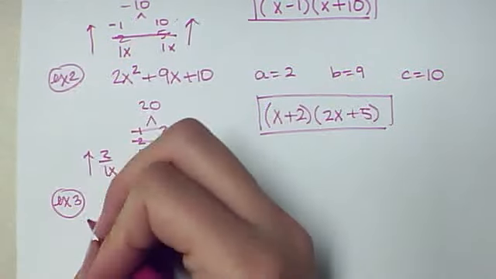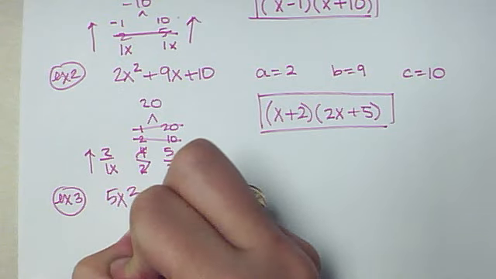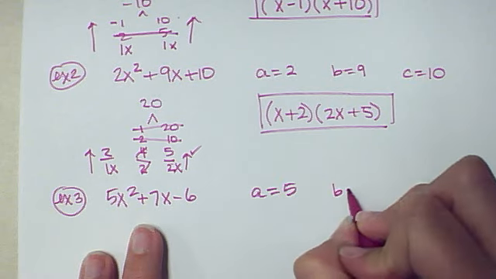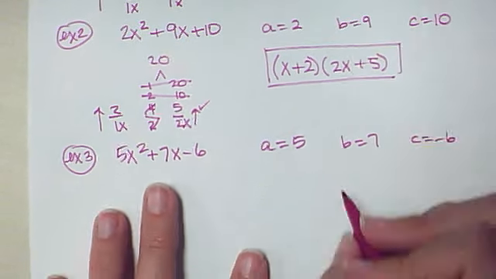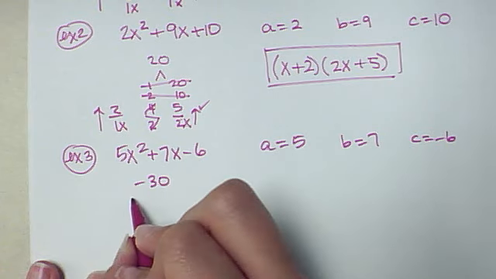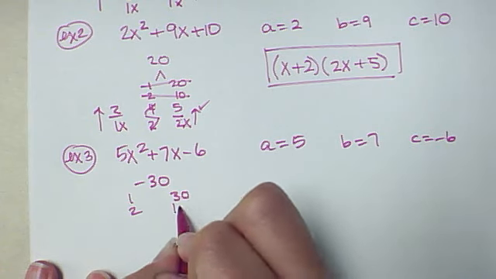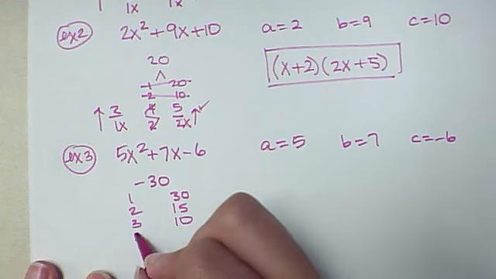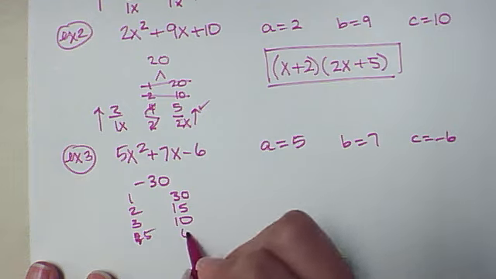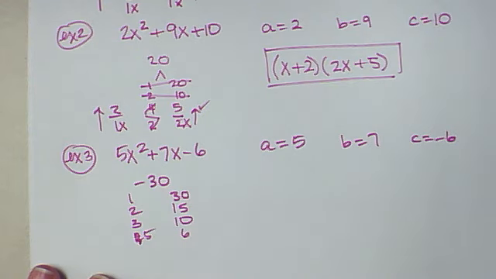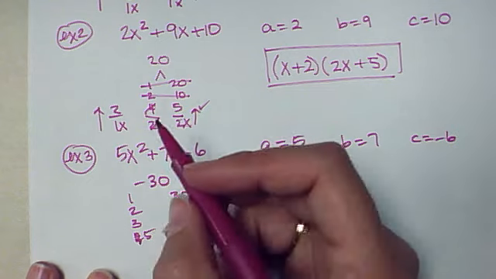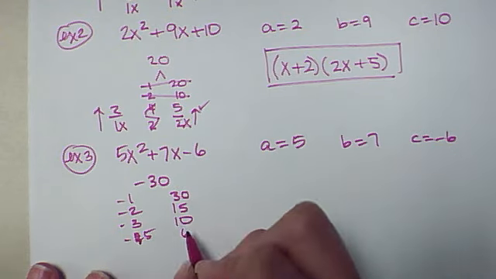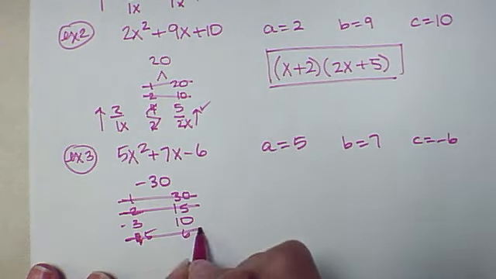Let's do a couple more. 5x squared plus 7x minus 6. A is 5, B is 7, and C is negative 6. A times C is negative 30. That's 1 times 30, 2 times 15, 3 times 10, 4 times nothing, 5 times 6, and that's it. Which one of those adds up to give me positive 7? Well, one of these is going to have to be a negative, either this group or this group. My number's positive, so my smaller ones are going to be my negatives. And 10 minus 3 is 7, so the rest of these are out.